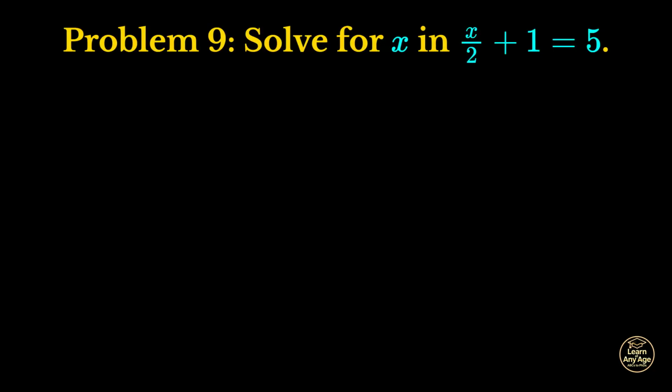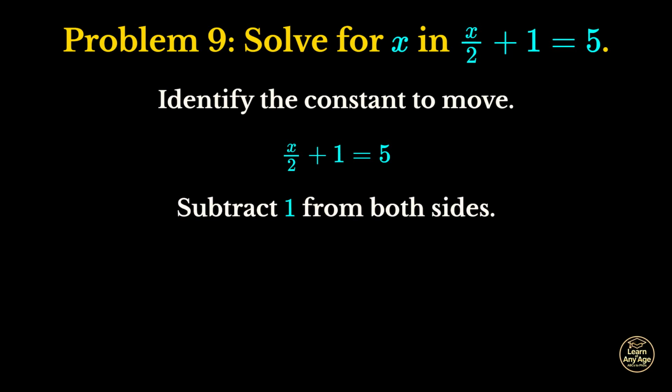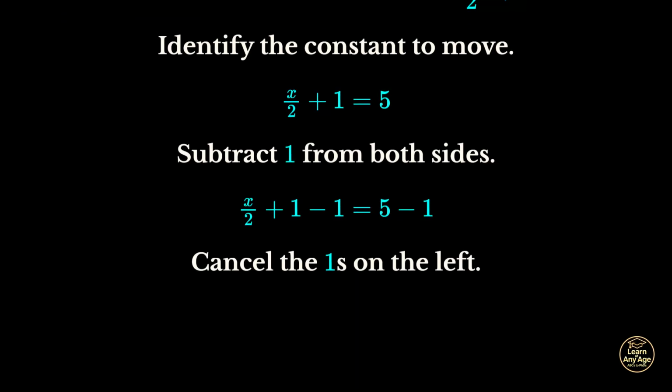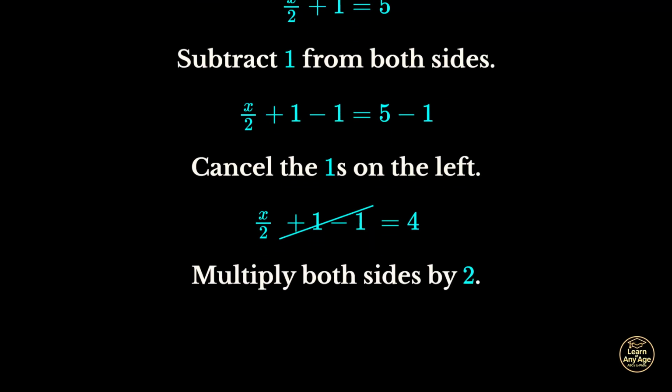Problem 9, solve for x in x over 2 plus 1 equals 5. Identify the constant to move. X over 2 plus 1 equals 5. Subtract 1 from both sides. X over 2 plus 1 minus 1 equals 5 minus 1. Cancel the ones on the left. X over 2 plus 1 minus 1 cancelled out equals 4.